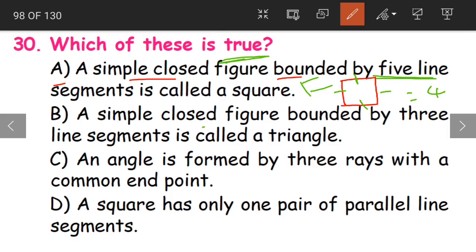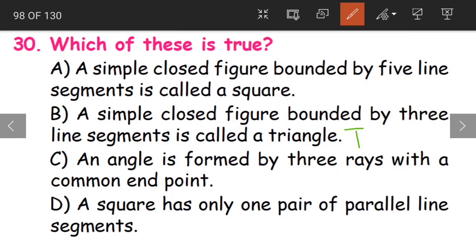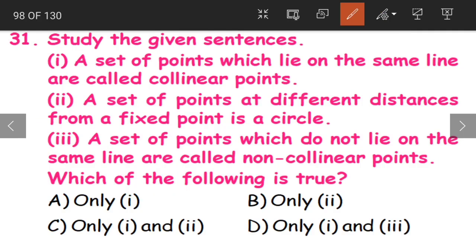Okay. Now next, a simple closed figure bounded by 3 line segments is called a triangle. Yes, a triangle is a simple closed figure that is bounded by 3 line segments. So statement B is true. So this becomes our correct answer.